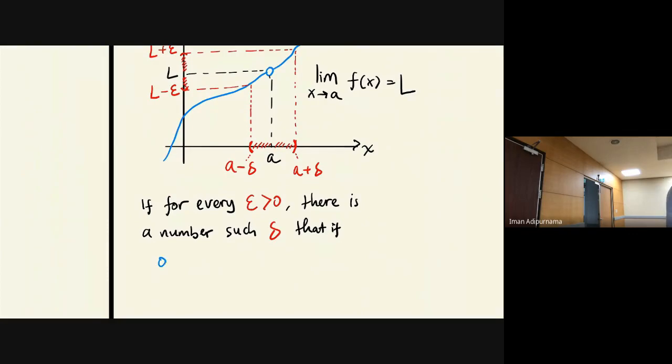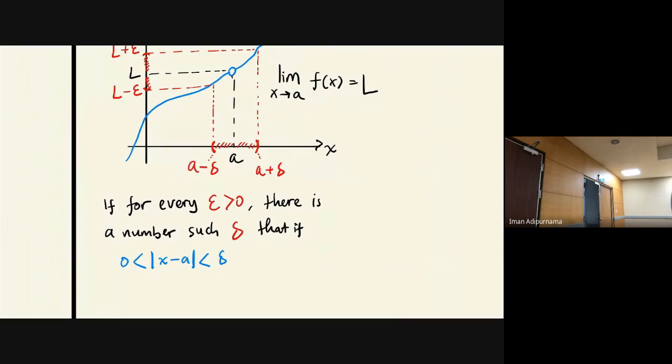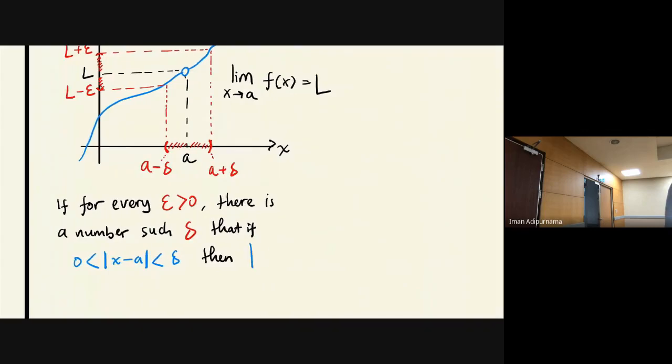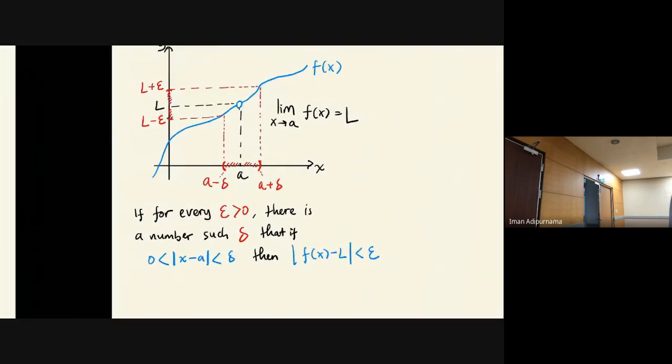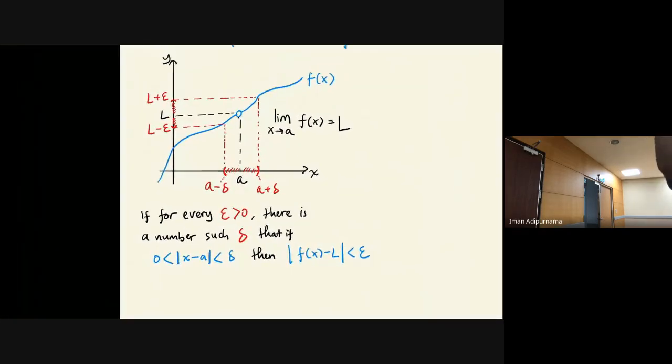So if your distance |x minus a| is less than delta, then |f(x) minus L| is less than epsilon. That is what we can relate from the graph. So when you move your delta, your epsilon is going to change. Every delta distance will change the epsilon.